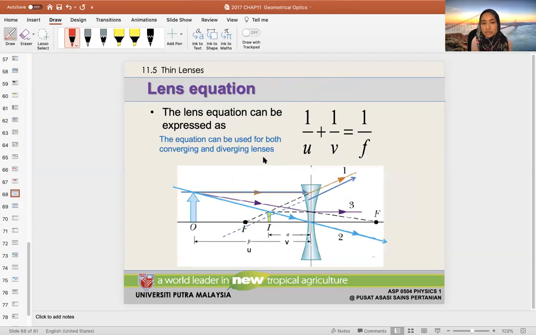Okay, so the lens equation is the same as for the mirror: 1 over u plus 1 over v equals 1 over f. f is the focal length, u is the object distance, and v is your image distance. Image distance to the lens and object distance to the lens. Which is positive, which is negative? If it's virtual, negative. If it's real, it's positive.